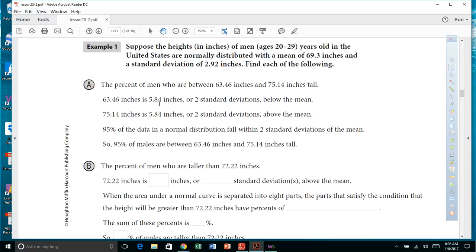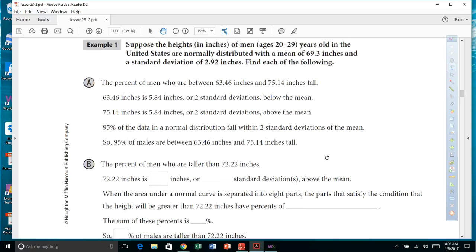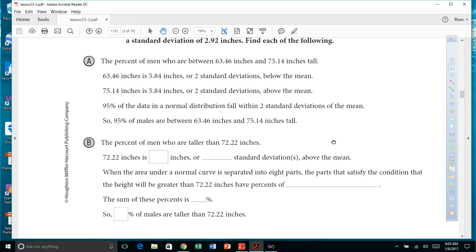63.46 inches is 5.84 inches, or 2 standard deviations below the mean. 75.14 inches is 5.84 inches, or 2 standard deviations above the mean. 95% of the data in a normal distribution fall within 2 standard deviations of the mean. So 95% of the males are between 63.46 inches and 75.14 inches tall.